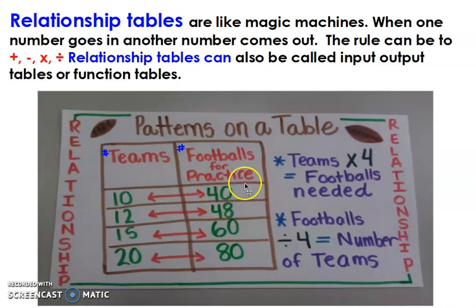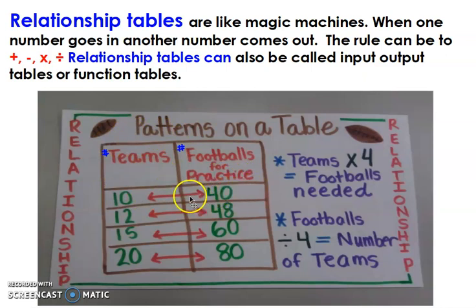So when you're looking for the rules, you can think about going the opposite direction. Because I know multiplication is the inverse of division, I can use division. I can start on this side. I can say the number of footballs for practice divided by 4 will equal the number of teams. So I'm going to think about that.